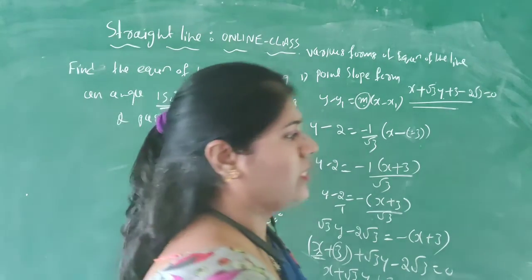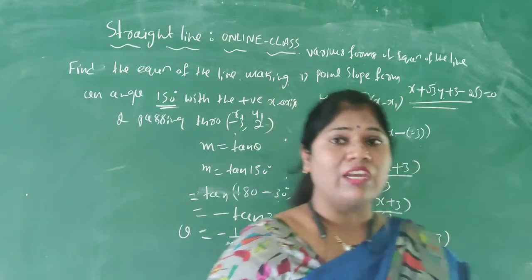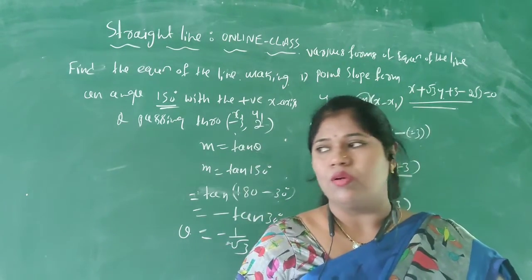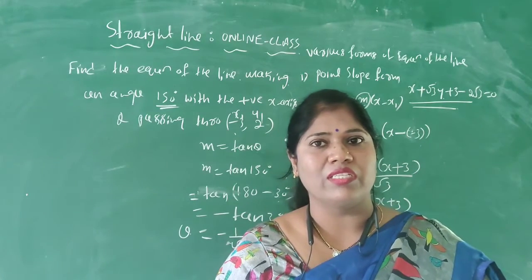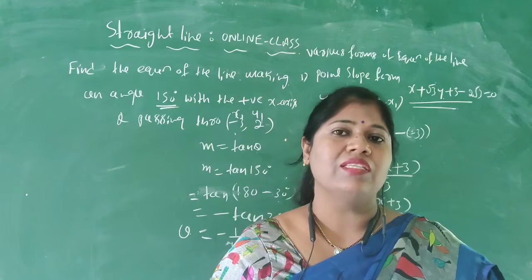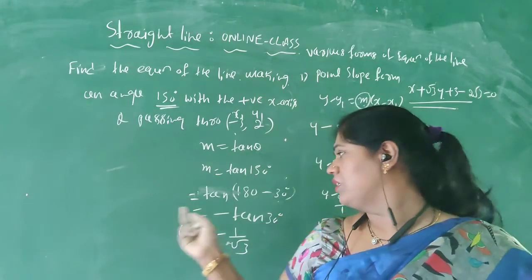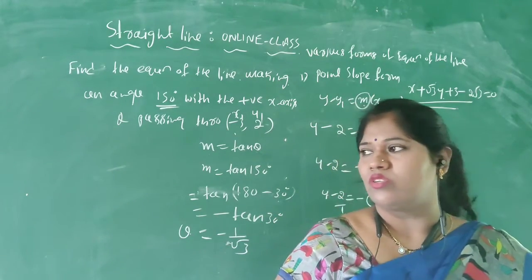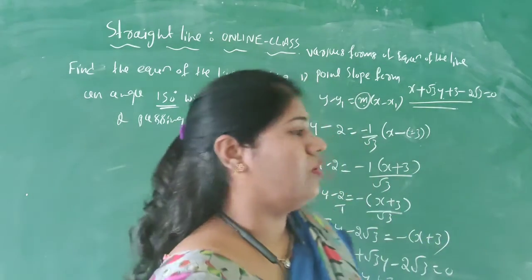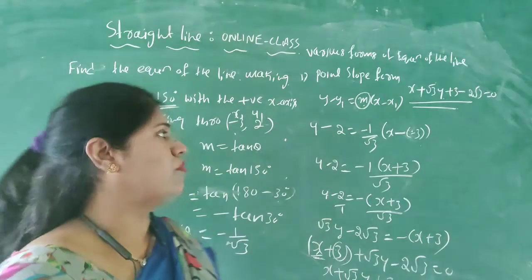Tan 150 degrees can be written as tan of 180 degrees minus 30 degrees. Tan of 180 degrees minus theta is minus tan theta, where theta is 30 degrees. We know tan 30 degrees is 1 by root 3. So m is equal to minus 1 by root 3.